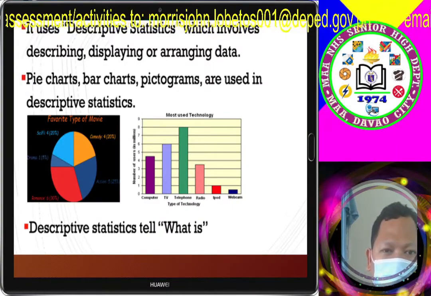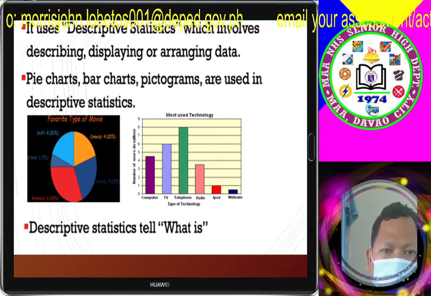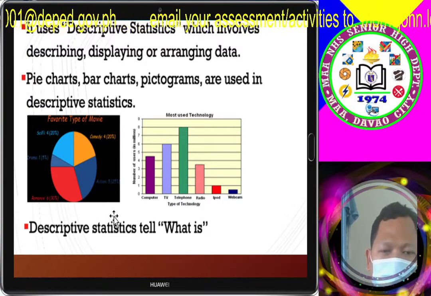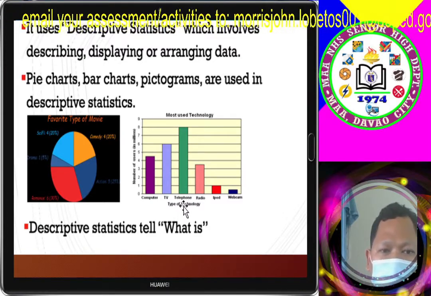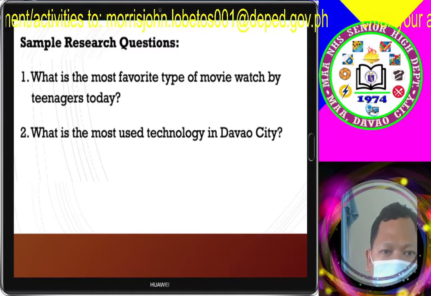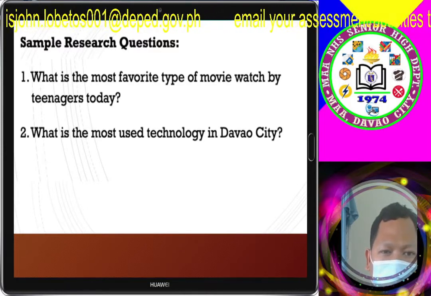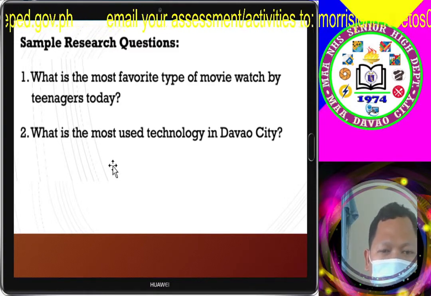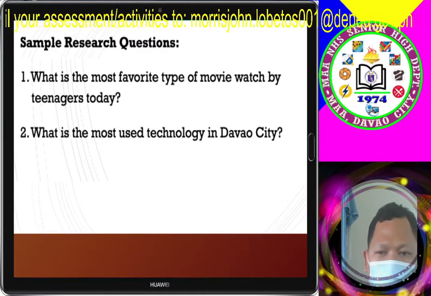Then it uses descriptive statistics, which involves describing, displaying, or arranging data. Examples of that are pie charts, bar graphs, pictograms, etc. Okay, you already know this from your math in junior high school and also in your gen math. So for example, we have here a research question: What is the most favorite type of movie watched by teenagers today? This is a descriptive question. And number two, what is the most used technology in Davao City? Those are examples of descriptive questions.